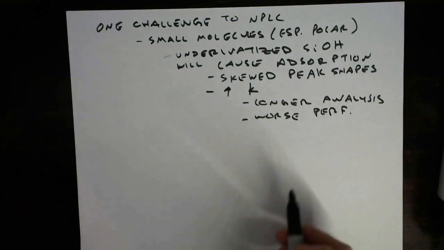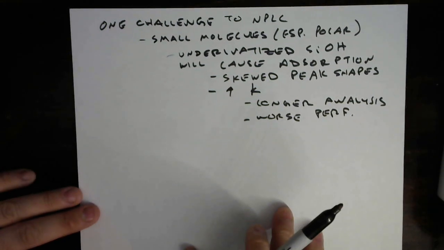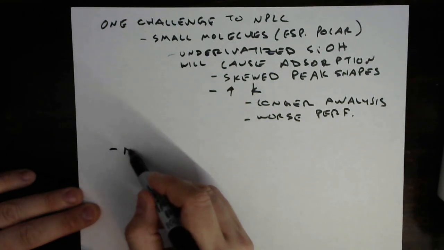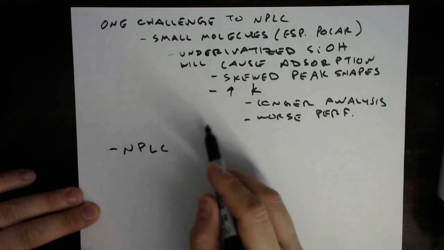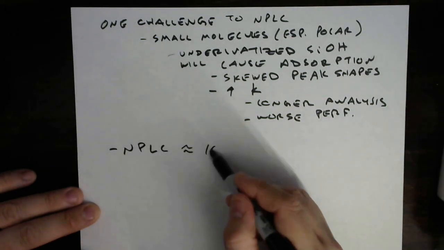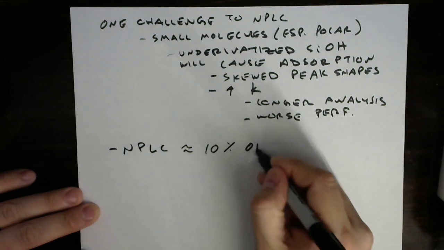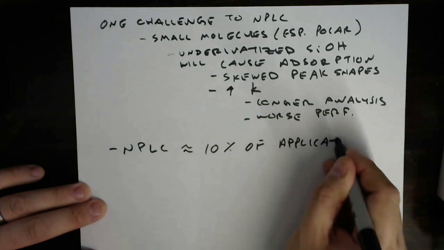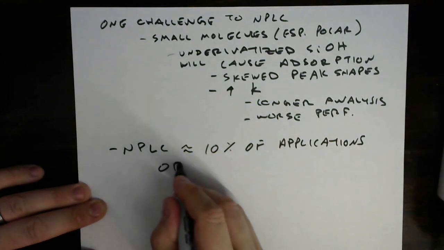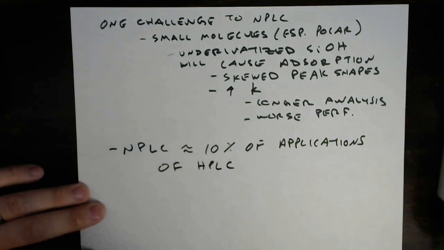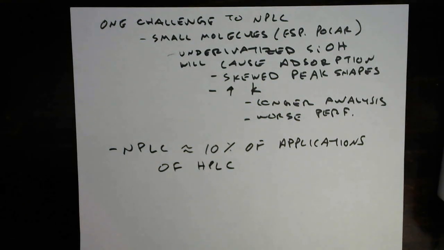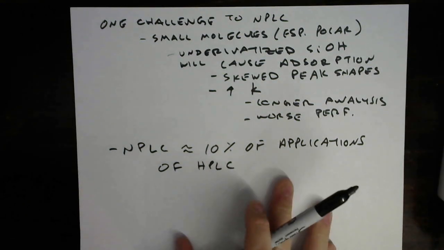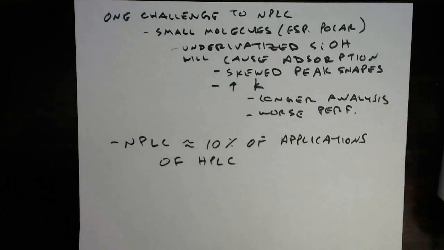Okay, so last note on normal phase liquid chromatography is to say that NPLC accounts for on the order of about 10% of applications of HPLC. So about 10% of HPLC is going to fall into this normal phase liquid chromatography regime. And the next video is going to talk about reverse phase liquid chromatography, which is going to pick up a lot of that slack.